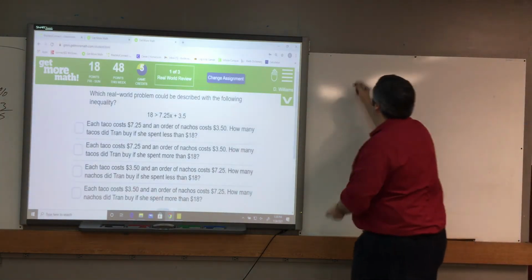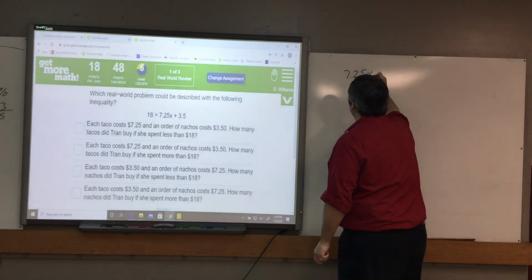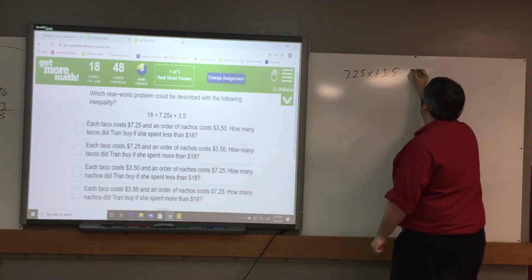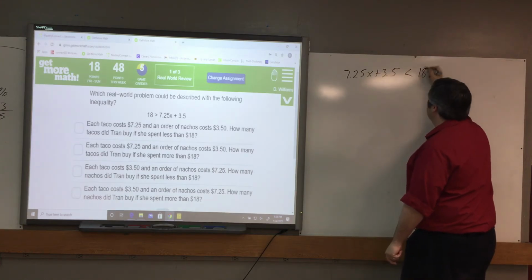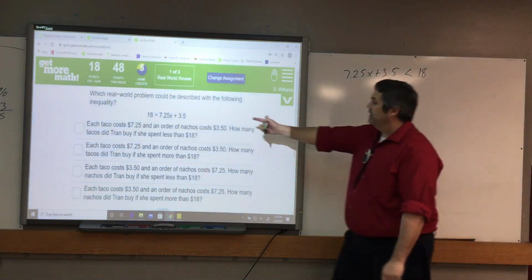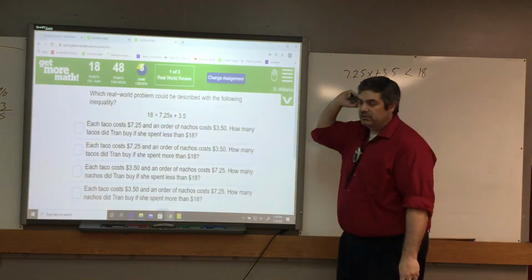So here, 7.25x plus 3.5 is less than 18. That's what we're looking for. Okay? When they give you this like this, that's exactly what I do. That's the first thing I do.